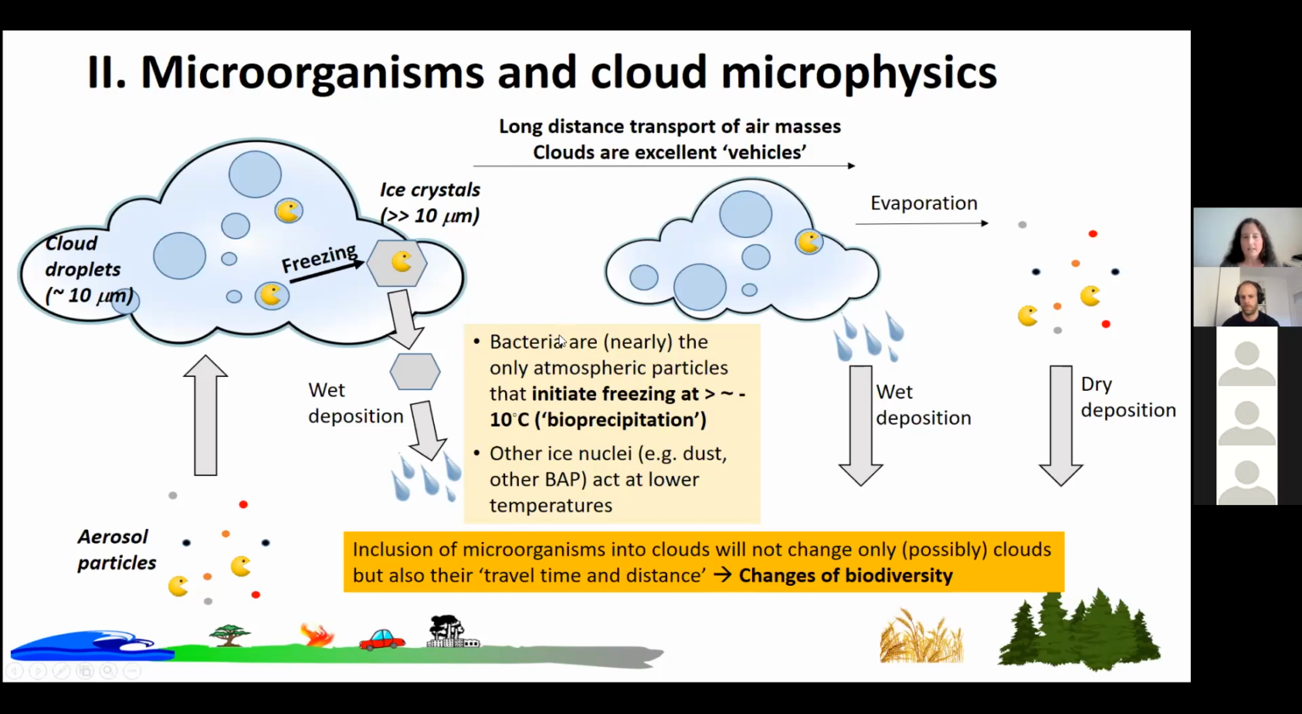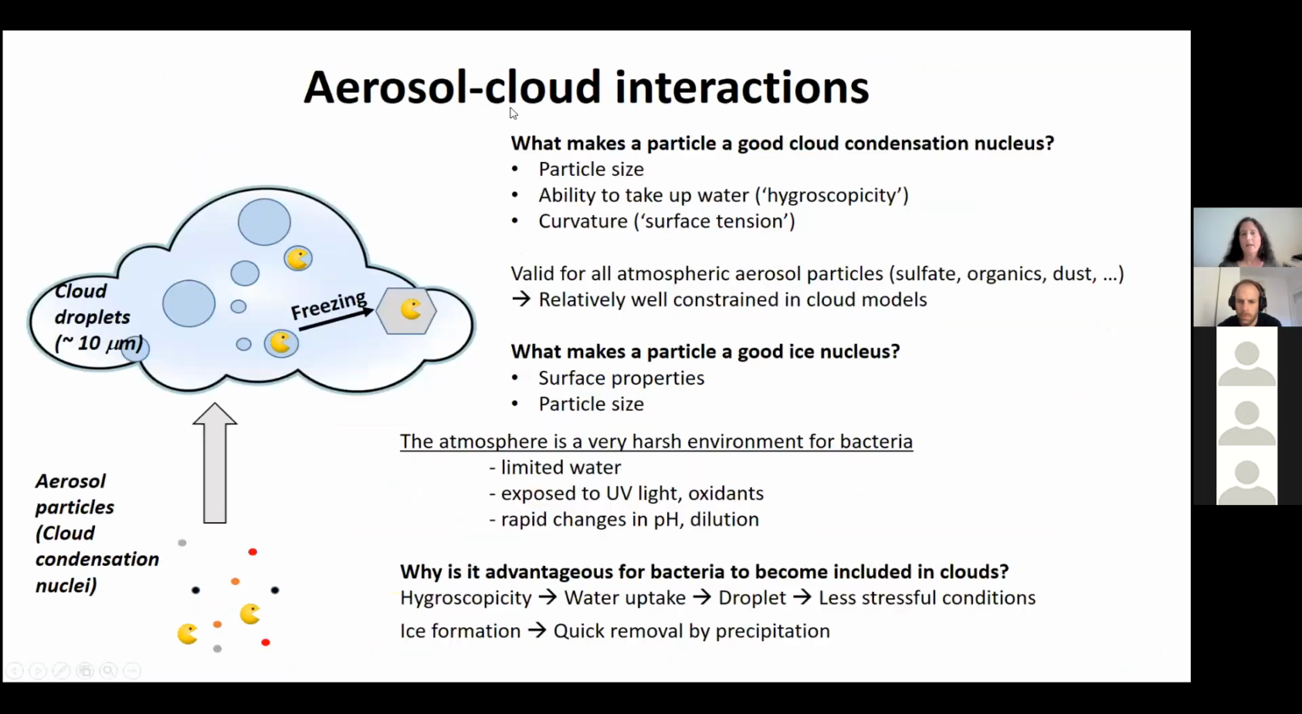And so bacteria are really special because they freeze at fairly high temperatures, so above -10 degrees. Other particles freeze at much lower temperatures, at -30 or -20, depending on their composition. So in order to understand this, we want to understand why bacteria are so good ice nucleators. Very briefly, for those of you who work on aerosol-cloud interactions, it's not news, but for the others here, just a very quick rundown.